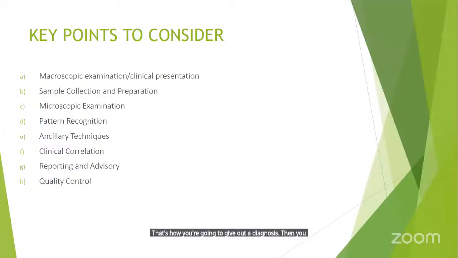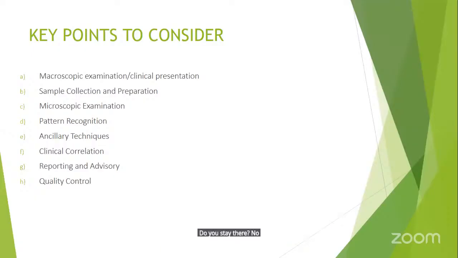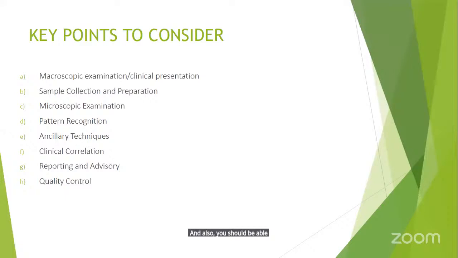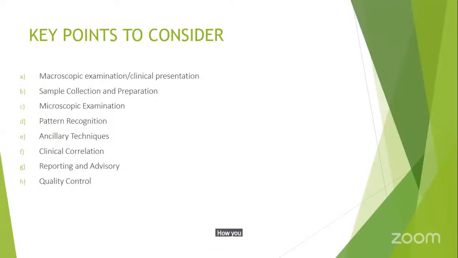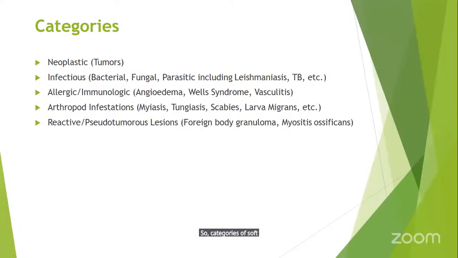Then you should also know auxiliary test techniques. If you happen to see bacteria on a gram stain, do you stay there? No, you have to continue doing culture and sensitivity so that you are able to identify the exact bacteria and its exact medication. And also, you should be able to rely on what you find clinically, and it should match with the laboratory findings. Also, put in mind how you report, how you advise the physician or the clinician, and remember to do quality control on your procedures.